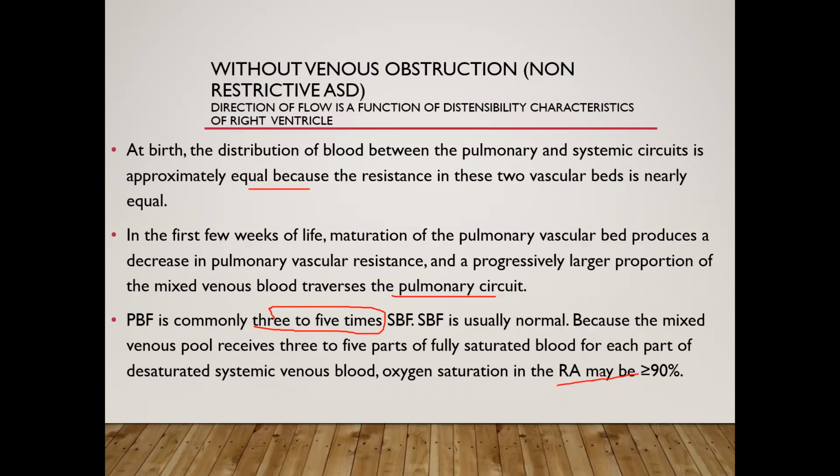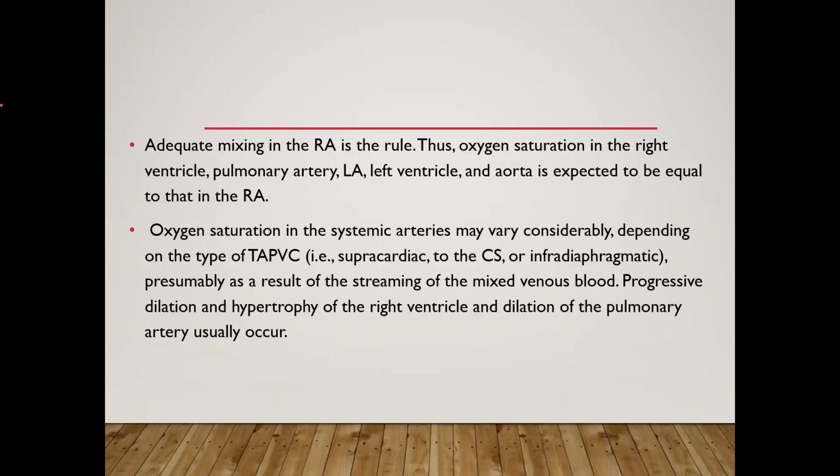Whereas in the other arteries, it may vary depending upon the anomalous drainage. Because if it is entering into the IVC, that may vary. In this non-obstructive type, adequate mixing in the RA is the rule. Thus, as I told, that saturation is normal, that is more than 90%, and that is the same as that of the RA. Other systemic arteries may vary considerably depending upon the type of TAPVC.